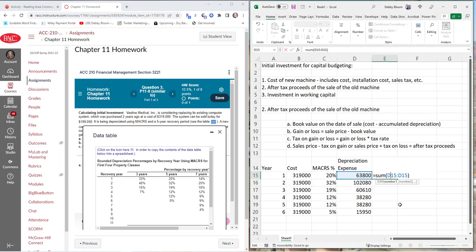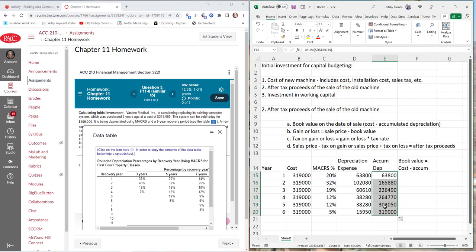So I'm going to click in the first D15. I'm going to add the dollar signs by hitting my F4 key on my keyboard. So now I'm telling Excel to start the sum at D15 and end the sum 1 to the left of the current cell. So I'm going to hit enter, 63,800. I'm going to copy that down, and notice we depreciate a total of 319,000 over that 6-year period. So at the end, our book value is 0.